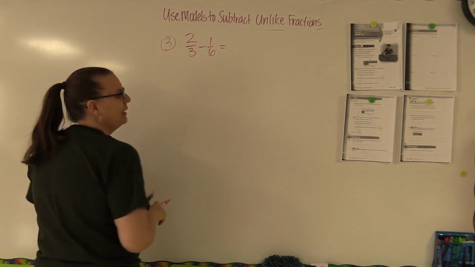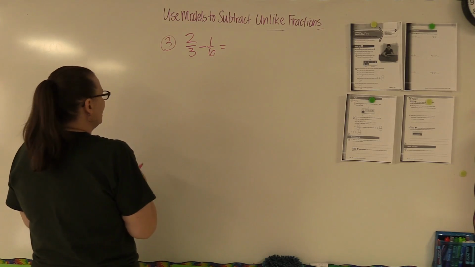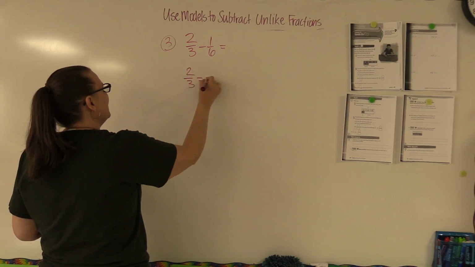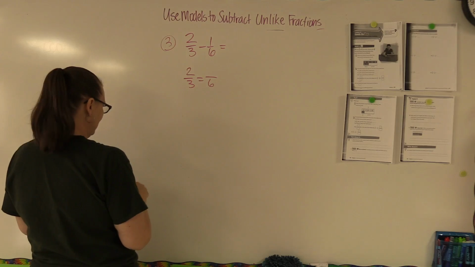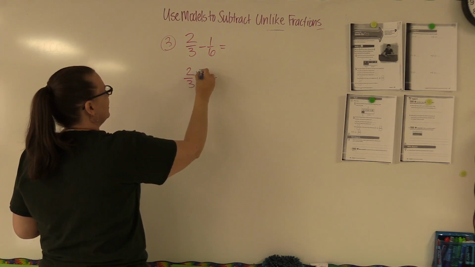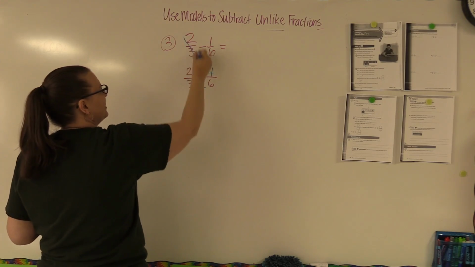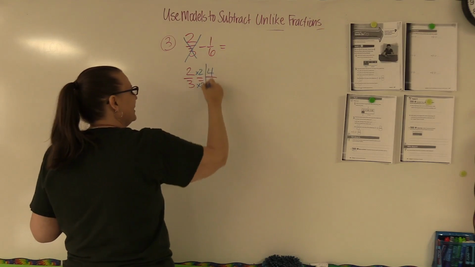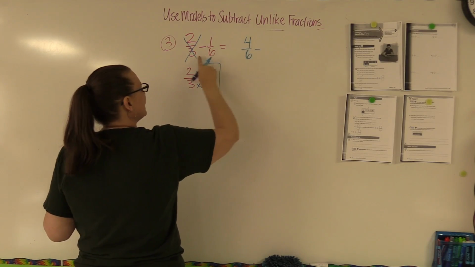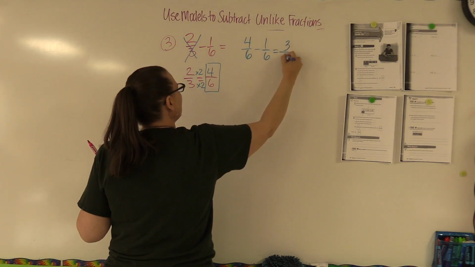In this case, right away, I know that I can multiply 3 by 2 to make 6. So what I'm going to go ahead and do is take this 2/3 and turn it into 6ths because I know I can because it's easy. So 3 times 2 is 6. 2 times 2 is 4. So we've made an equivalent fraction. So instead of using this one, we're going to use this one because now it's in 6ths. So 4/6 minus 1/6 is equal to 3/6.